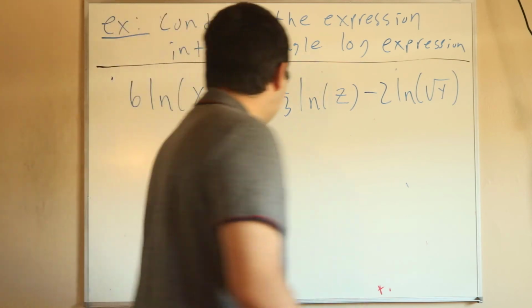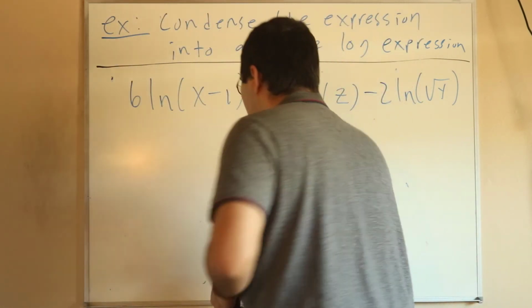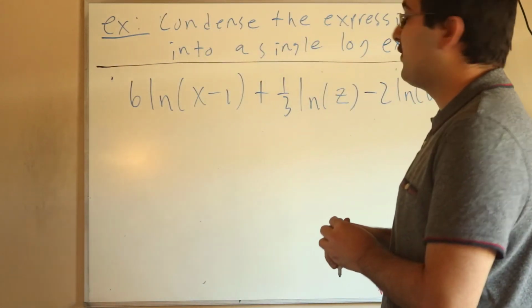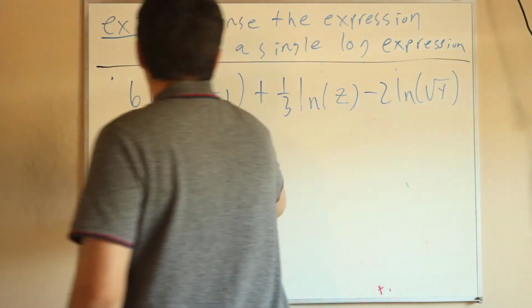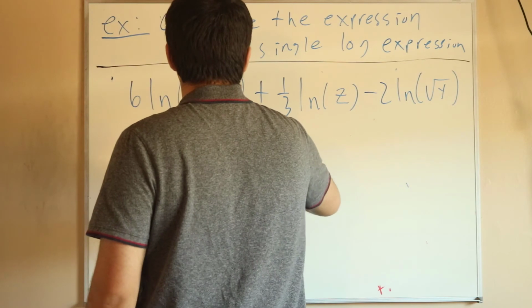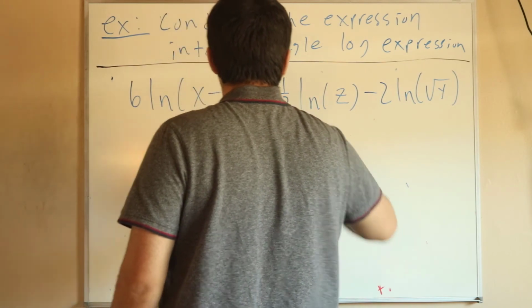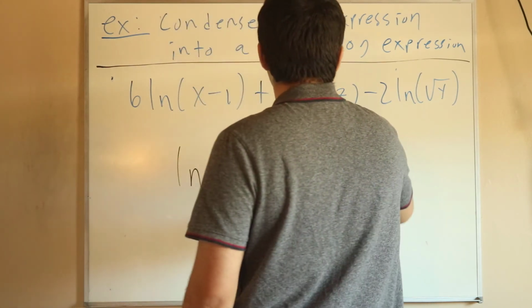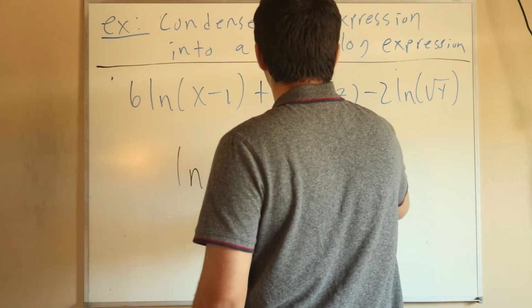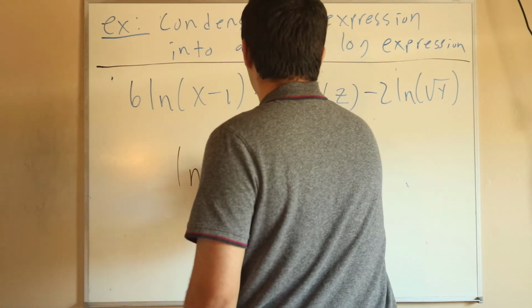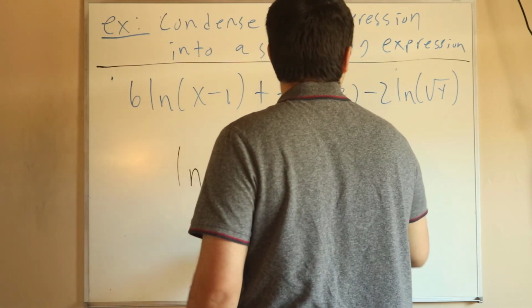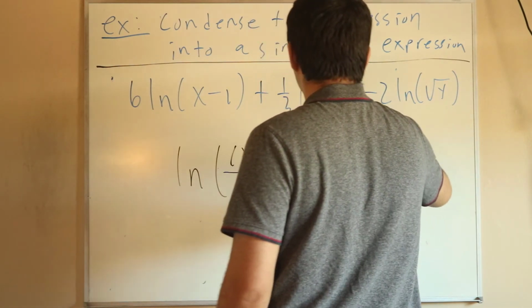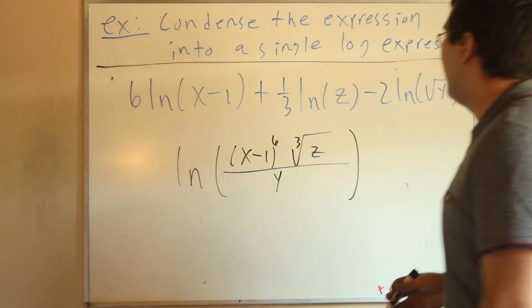Okay, so hopefully you gave the problem a try, and I'll give the answer that I got now so we can compare. The answer I got was ln of (x minus 1) to the 6th power times cube root of z, all divided by y. This was the answer I got.